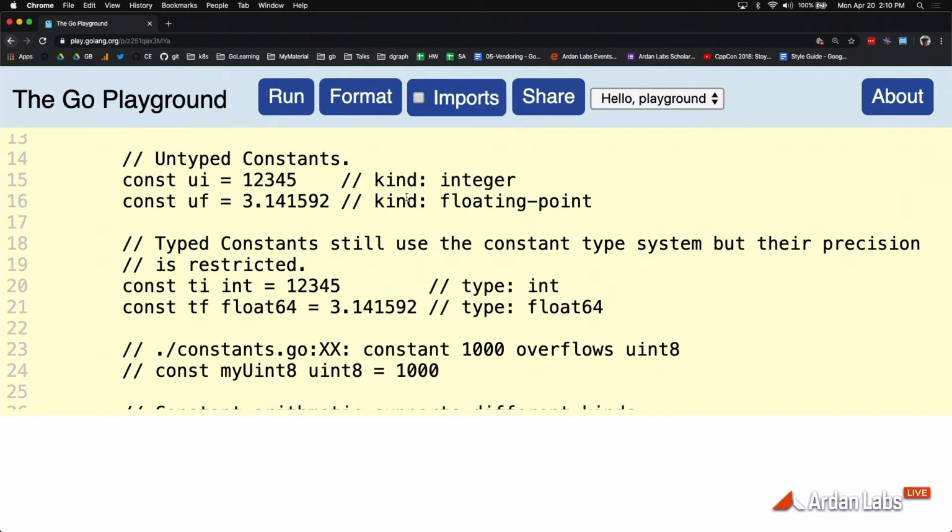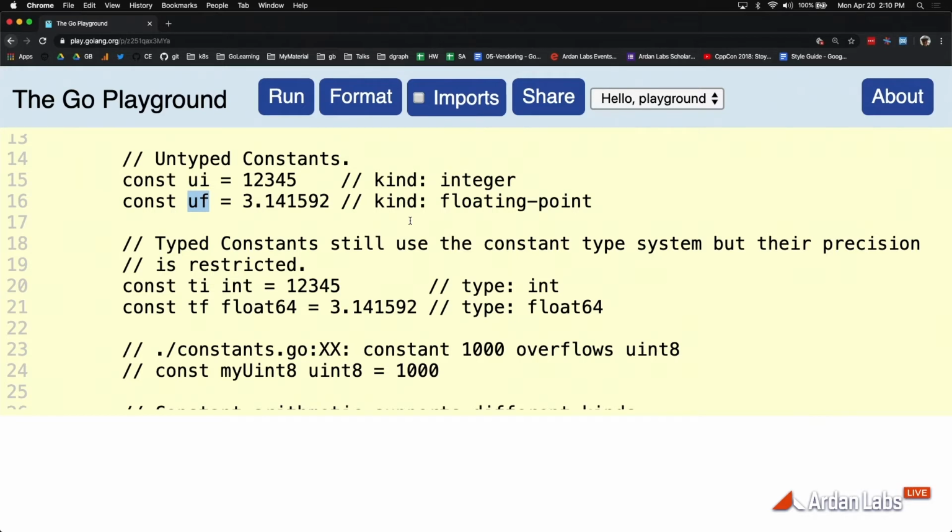Look on line 15 and 16 here. So we're using the keyword const, okay? And we're giving these constants a name like you would anything else. But I want you to notice there's no type information. Now that's not necessarily unusual. You saw me defining variables without type information and the compiler picking up the type. The thing is that constants aren't variables, and they really have their own parallel type system.